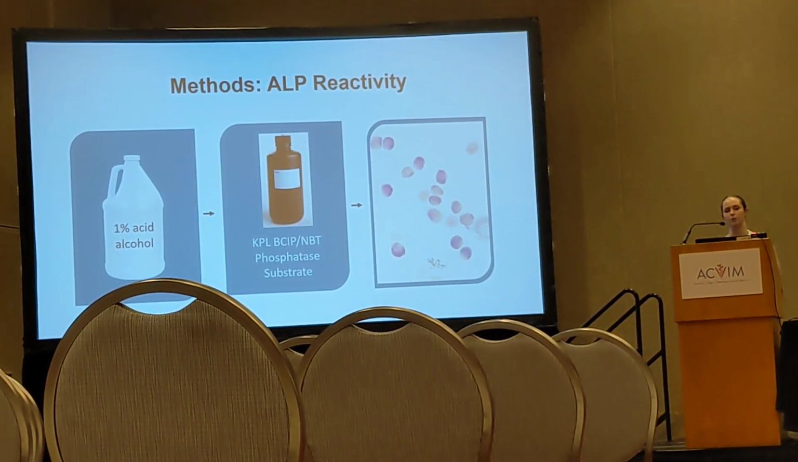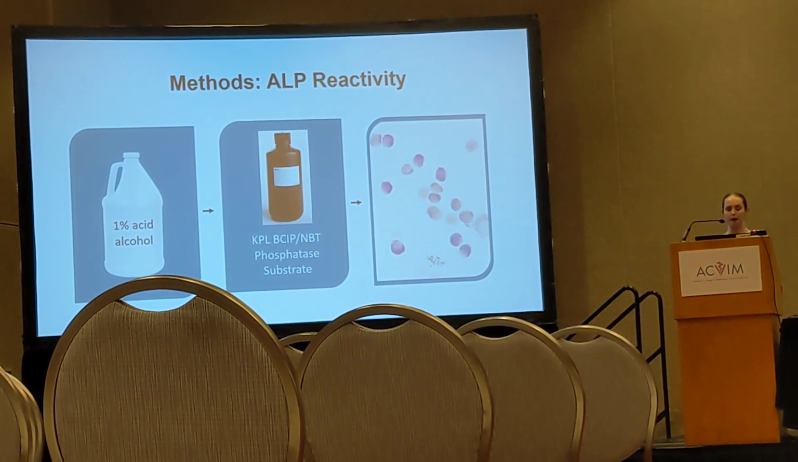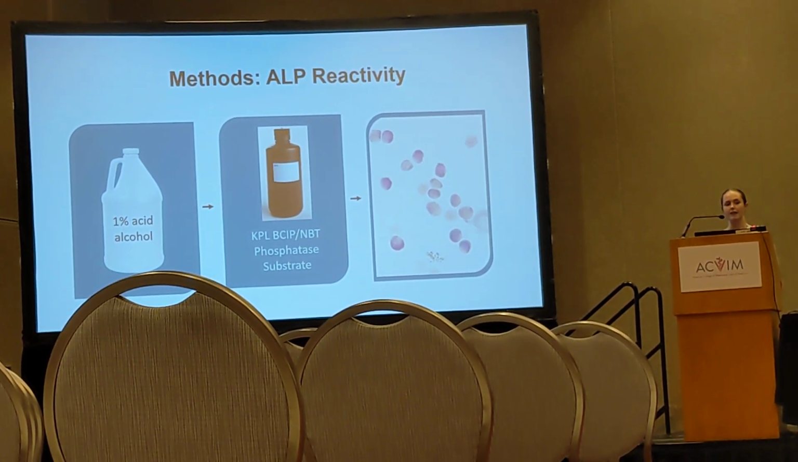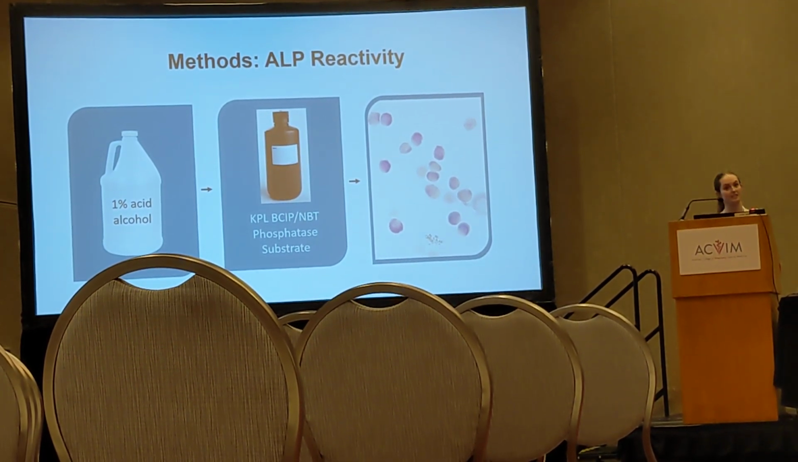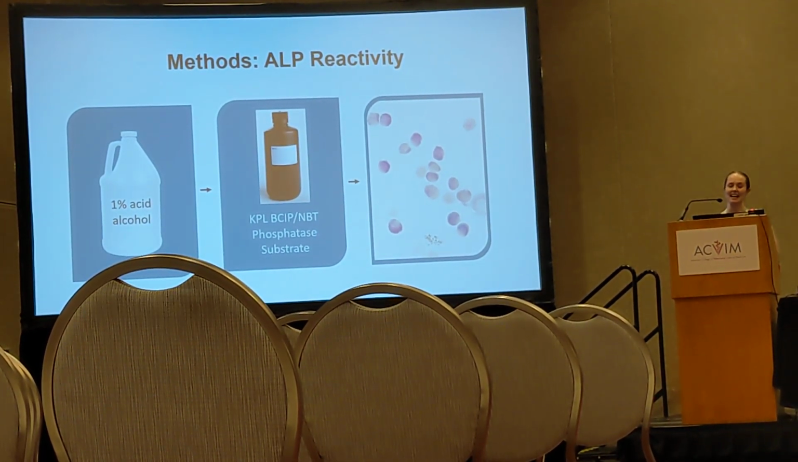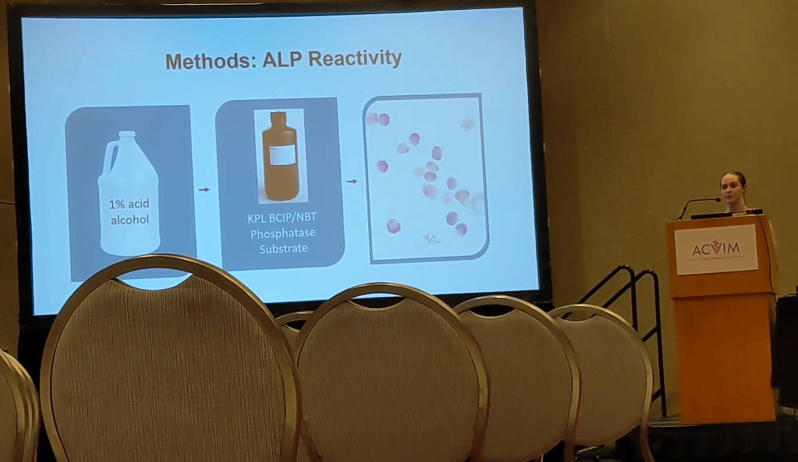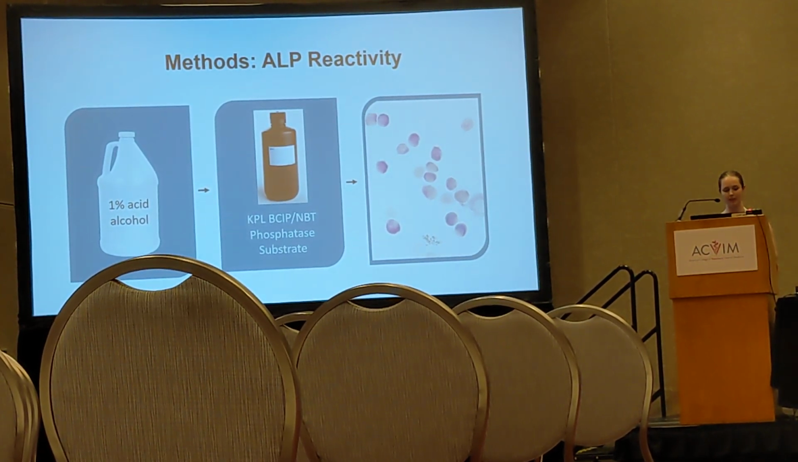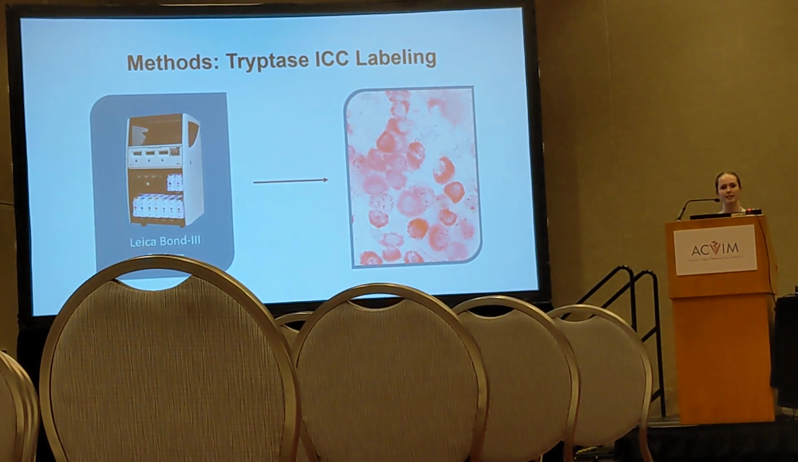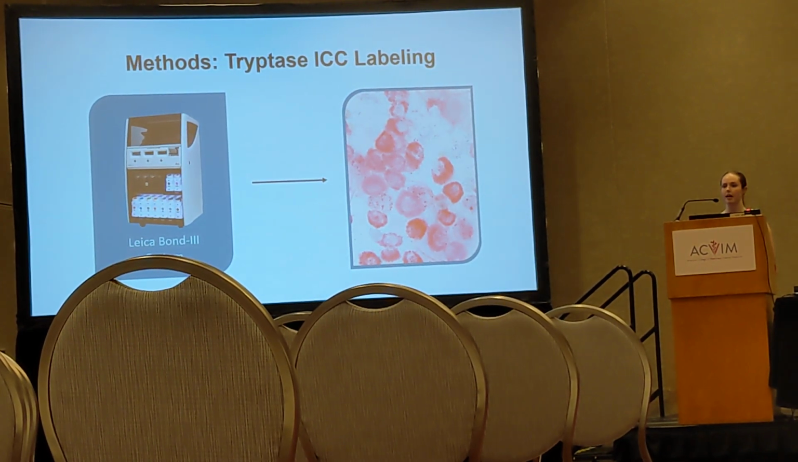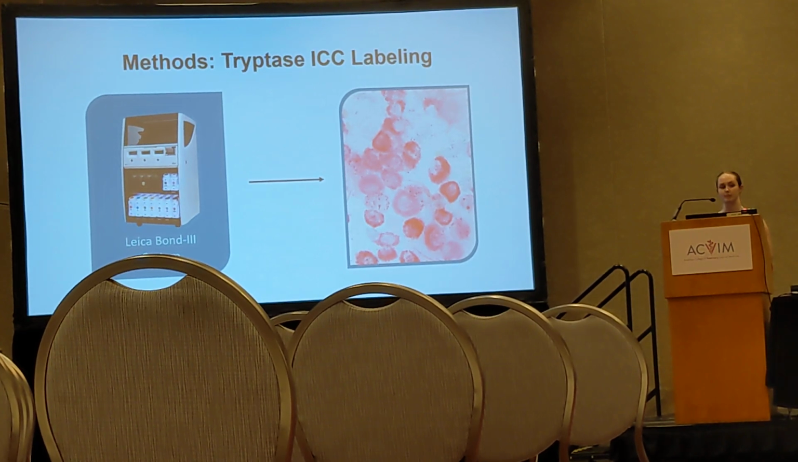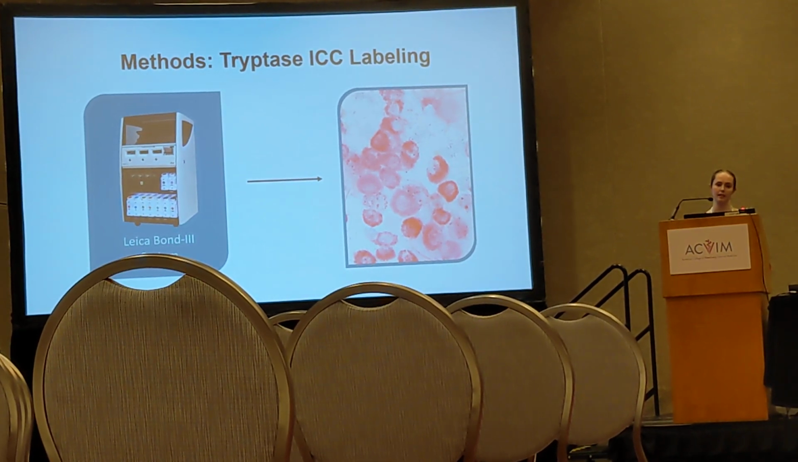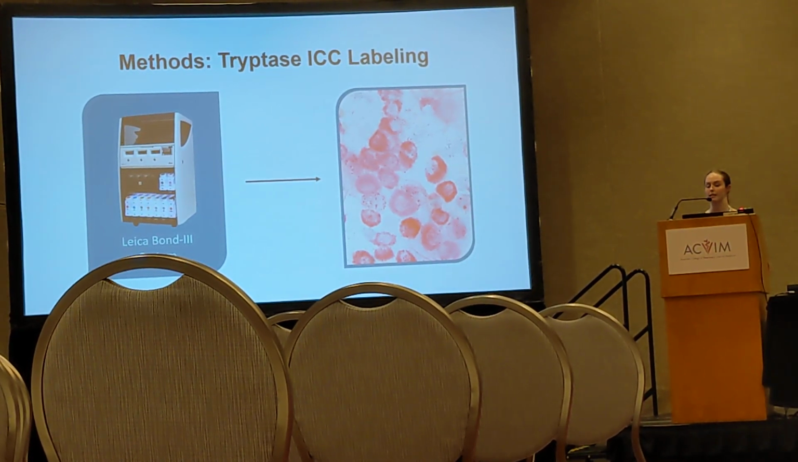So again, the two board pathologists reviewed these, assigned a positive or a negative, and Fisher's exact was used to statistically analyze the difference in ALP reactivity between the high and low grade tumors. And then for the tryptase immunocytochemistry labeling, just of note, only 28 cases were included in the tryptase labeling due to the availability of good diagnostic quality slides.